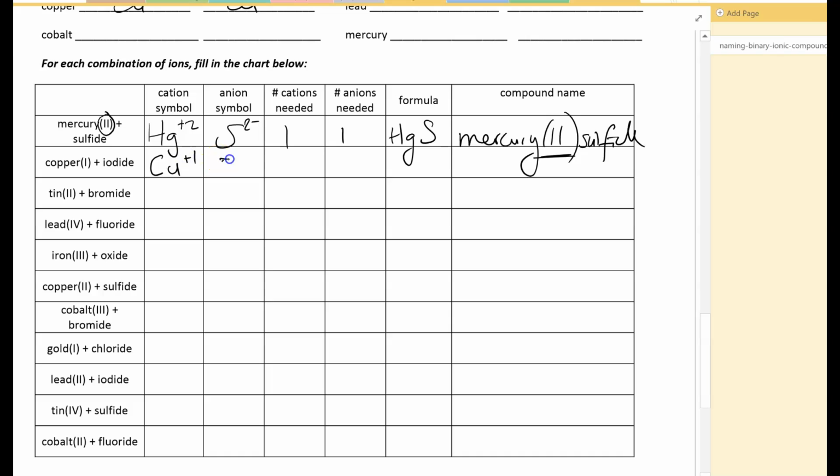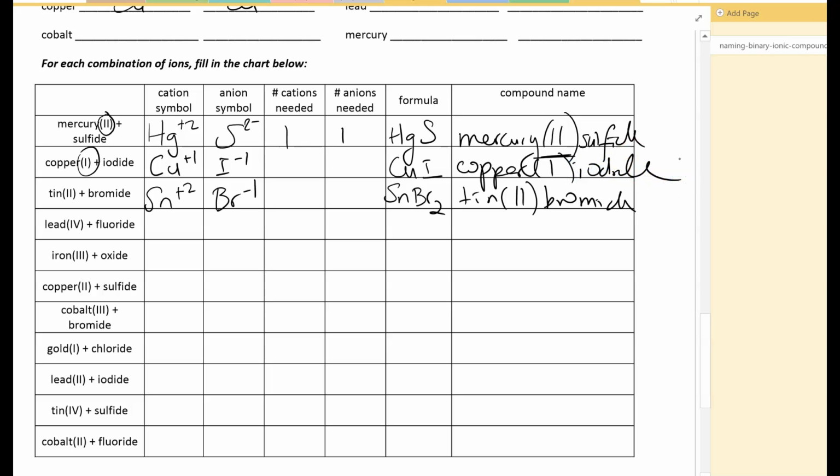Copper is +1, iodide is -1. Okay, so you know it's +1 because it gives you the Roman numeral, so it'd be CuI, copper iodide. Tin is Sn, that's +2. Bromide is -1. So when you put it together, it's going to be SnBr2, and then that's going to be tin(II) bromide. So you do have to put the Roman numerals each time. This is copper(I) iodide. Okay, so I'll let you do the rest of that.